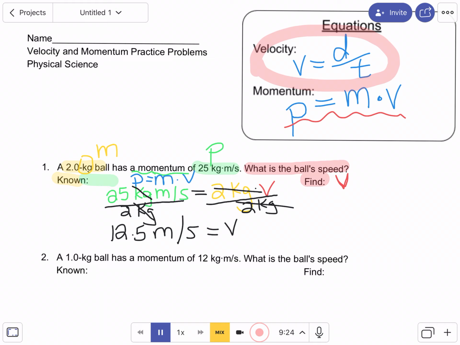So to double check this, what I like to do is, because I've kept my units in the whole time, it's a nice fail-safe to make sure that I've done my math correctly. Once I've canceled out the units that do cancel, so this kilogram here canceled out because it was in the numerator and denominator, I'm left with meters per second. Then I double check, is meters per second the right unit for what I'm looking for? Meters per second is the correct unit for velocity. So it's a nice check to see if I did it right.